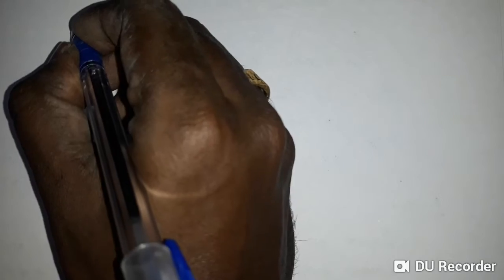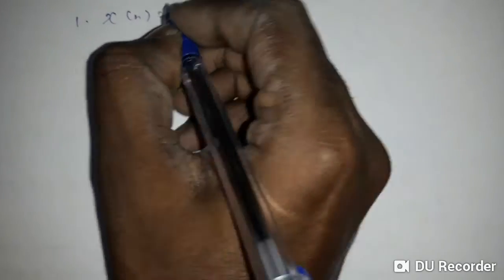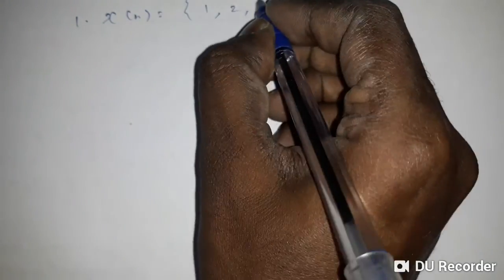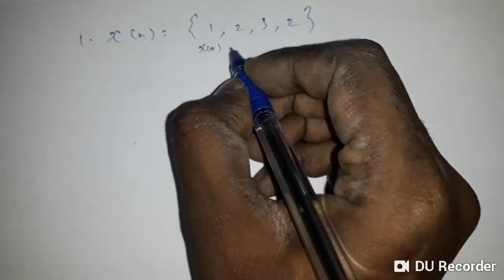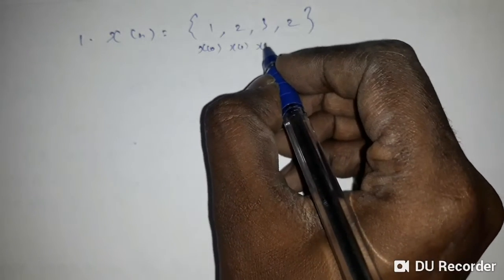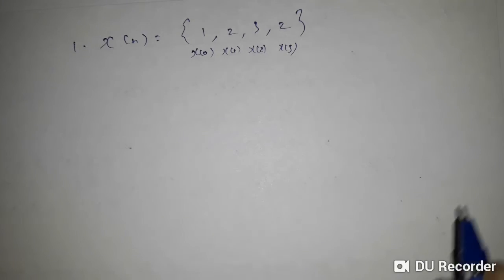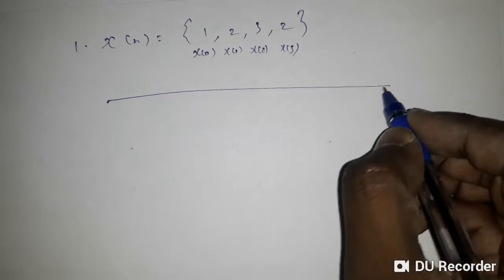Okay, so we will take the sequence x of n is equal to 1, 2, 3, 2. So this is x of 0, x of 1, x of 2, x of 3. So 4 points we are having. So let me draw 4 lines.